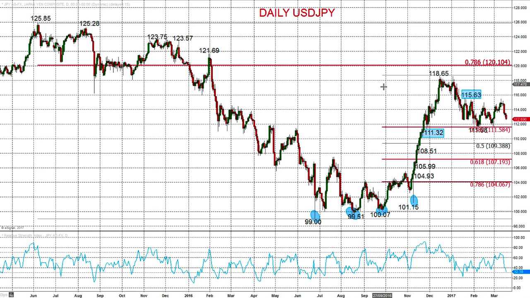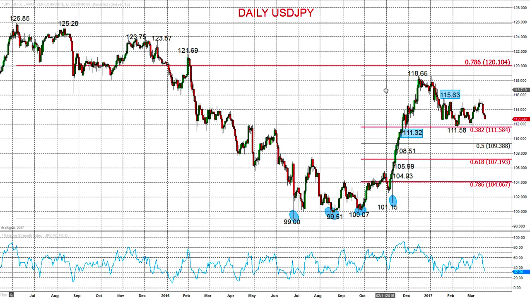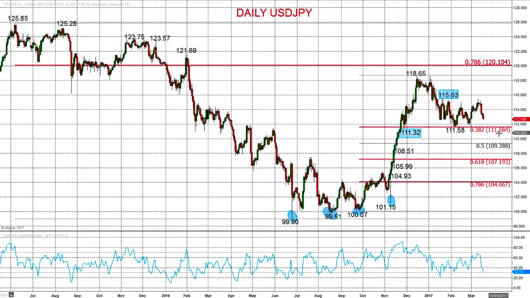Similar story for dollar yen. Dollar yen we see having a defined range between retracement support standing at 111.58, which had held above this important support at 111.32, capped off here by 115.63.